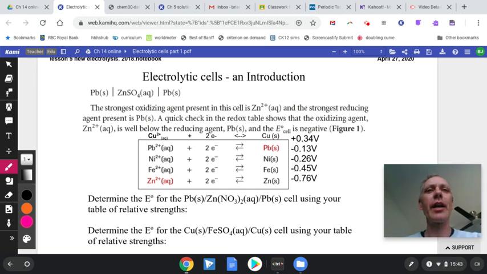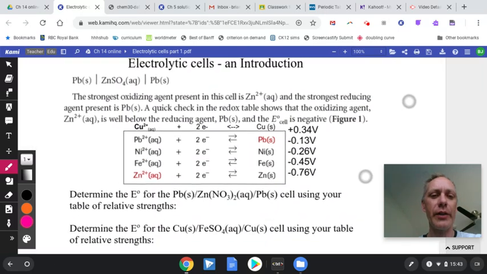Okay, so let's dig into this. In your study guide, the notes are page 228. And I'm going to be ripping through this pretty quick today. Lots of this stuff is knowledge that you kind of already have. We're just applying it to electrolytic cells.